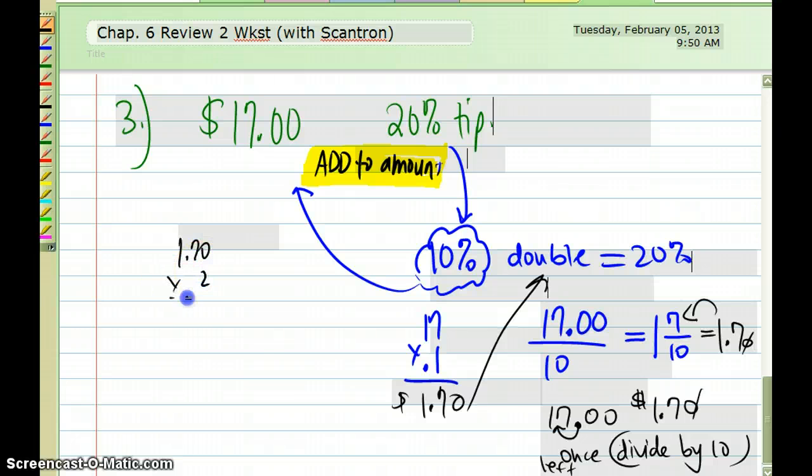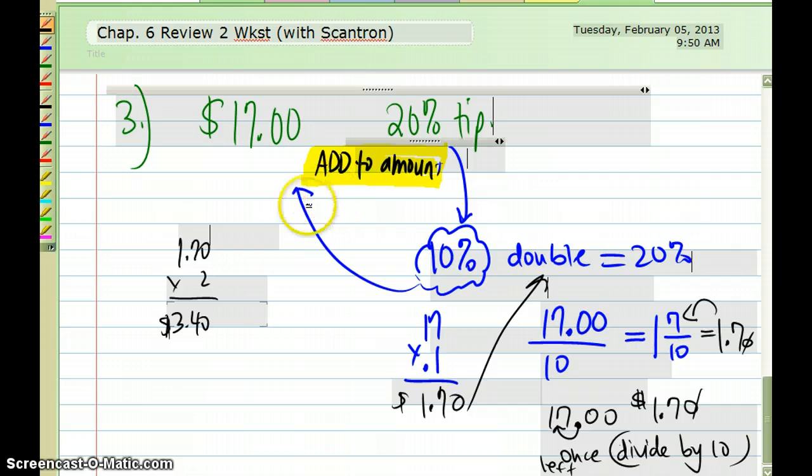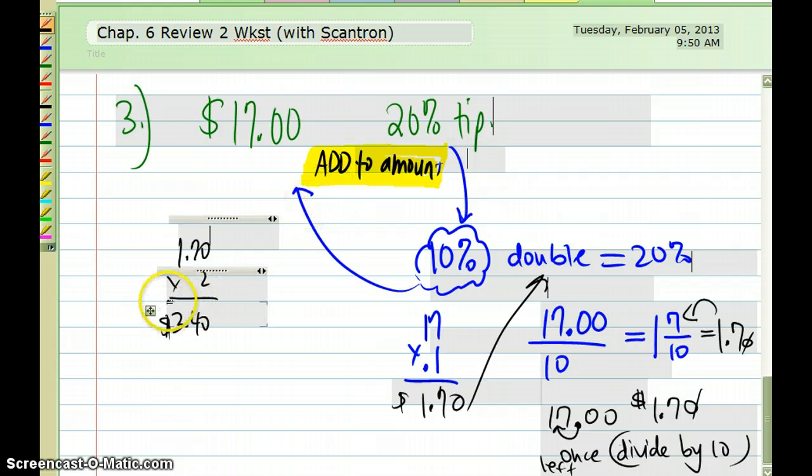170 double that is 340, which is the amount of the tip that I'm going to pay. So because the answer I'm looking for is to add to the amount of the total, then D would be your answer, 340.